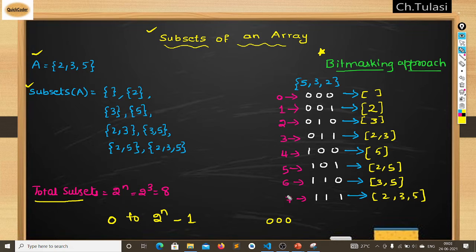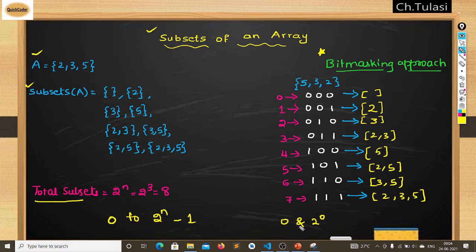So how can I do that? I can do 0, 0, 0 and 2 power 0. 0, 0, 0 means it's just 0. These two are decimal numbers only, like 2 power 0 and 0. Now what will I do? I will perform an AND operation.